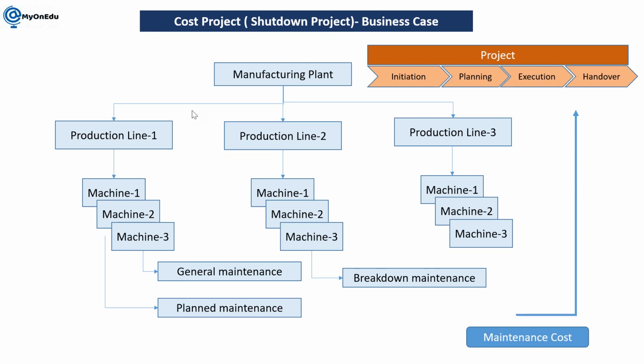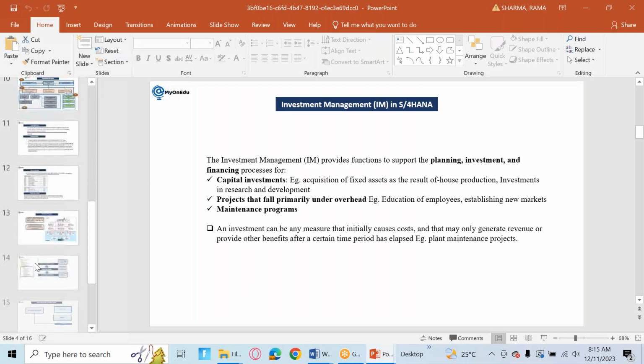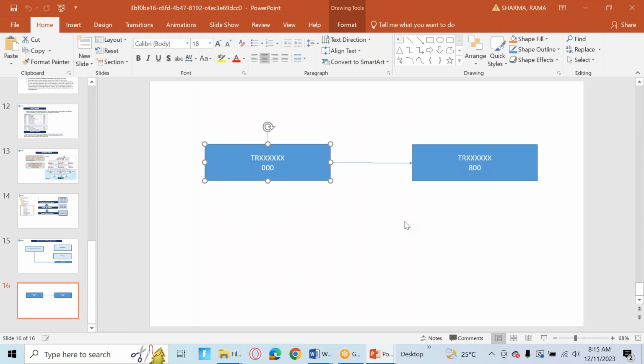Rama, this cost project or shutdown project, those are related to maintenance project, right? Yes, correct. You said that they can also be settled to WBS. When is the time where they can be settled to WBS? Because you said this cost project, the costs can be settled to the cost center, or they can also be settled to the asset. But you also mentioned WBS, so I don't know if there's any.